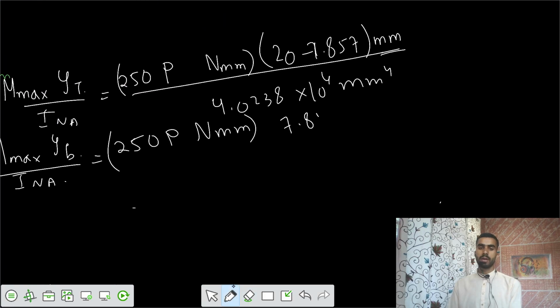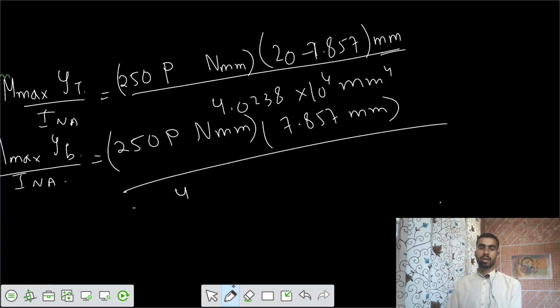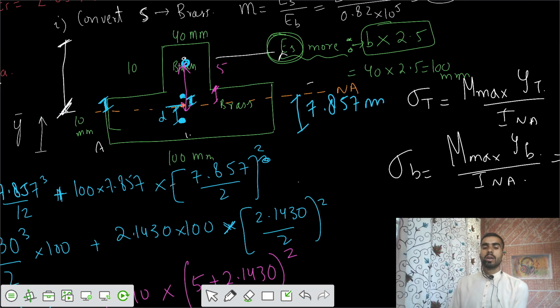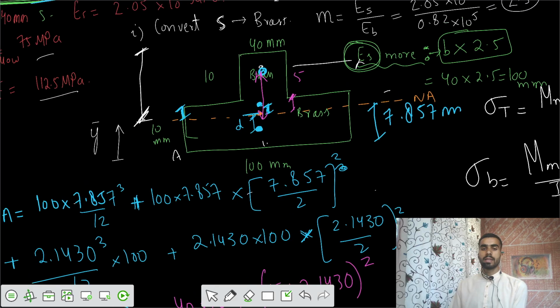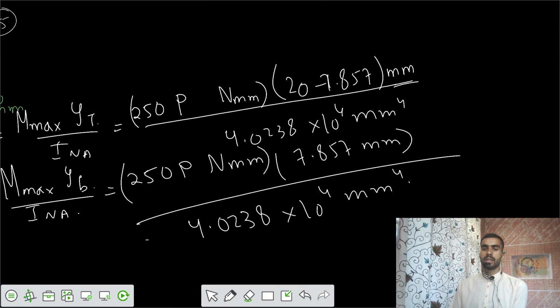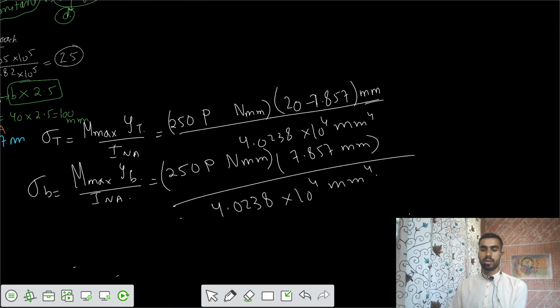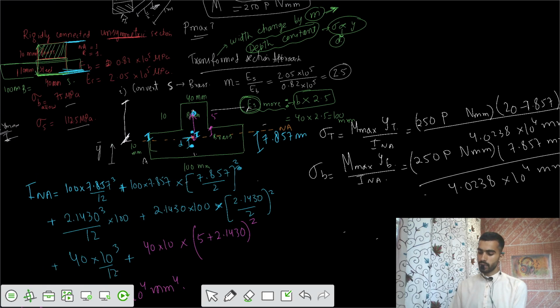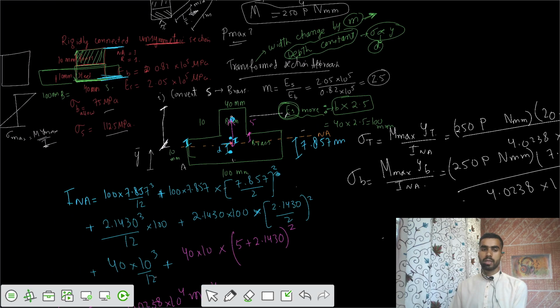7.857 mm. Then after that you have the neutral axis, that INA, that's 4.0238 × 10^4 mm^4. So we also got this one. Now the thing is that these are the stresses in the transformed section.